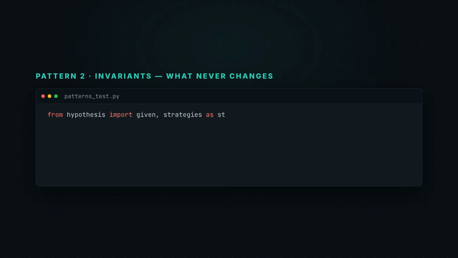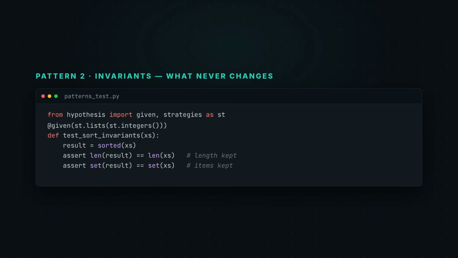Second pattern, invariants. Things that stay true no matter what. Sorting can't invent or lose items, so two things never change. The length: sort 3, 1, 3, and you've still got 3 items. And the contents. The set of values is identical, just reordered. When you can't predict the exact output, assert what survives the operation instead.